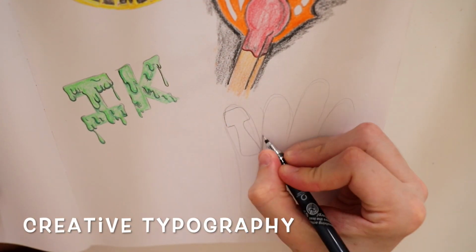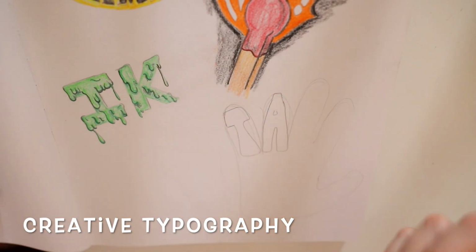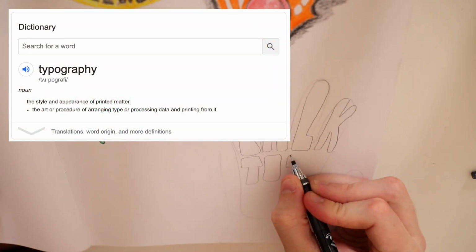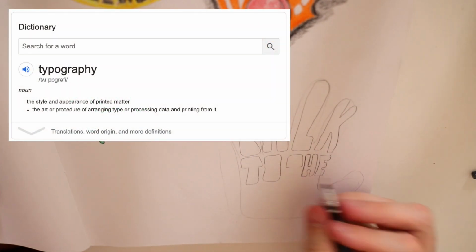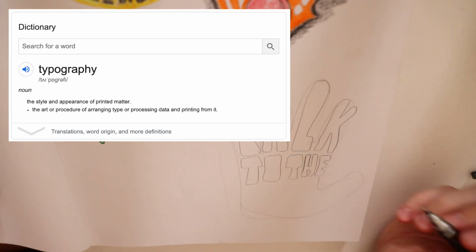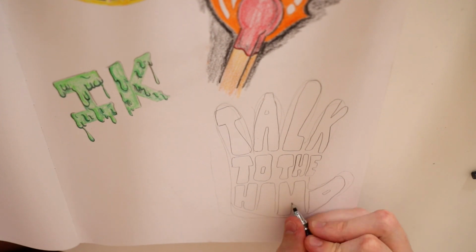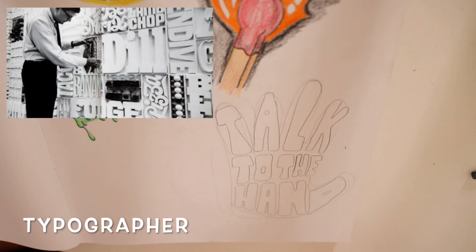Today, we're looking at typography. Typography is an interesting style of art that uses text or font to either convey a message or produce a piece of product branding for a company. An artist who produces this work is known as a typographer.